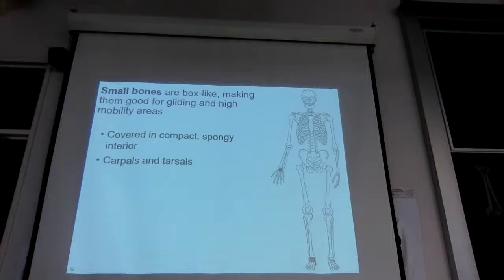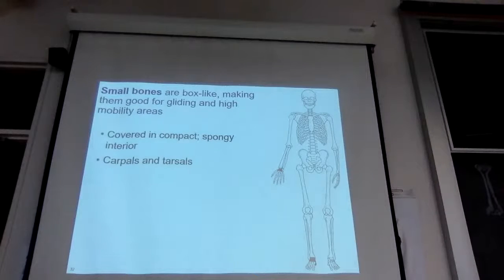Small bones or short bones are small. You typically find them at your wrist and your ankles, carpals and tarsals. The way that they're arranged is that they have compact bone towards the edges and spongy bone in the middle. There's no cavity like there is in a long bone, which means it lacks what kind of marrow?